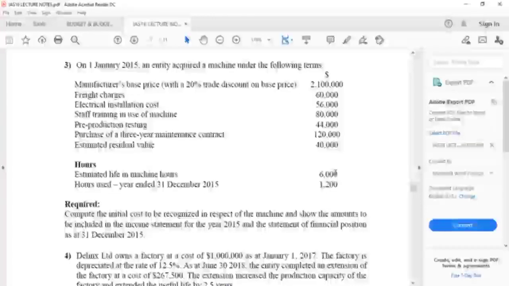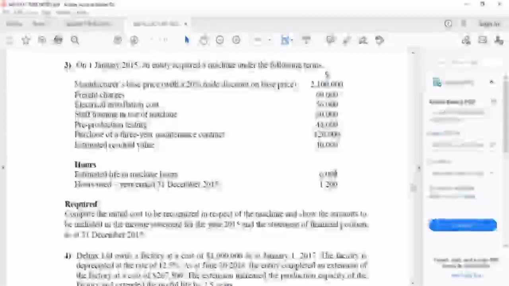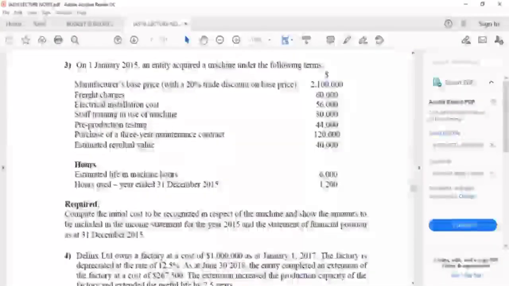Purchase of a 3-year maintenance contract is 120,000. Estimated residual value is 40,000. Estimated life in machine hours is 60,000. Hours used for the year is 12,000. Required: compute the initial cost to be recognized in respect of the machine and show the amount to be included in the income statement for the year 2015 and the statement of financial position as at 31 December 2015. So the first thing is that we have to calculate the initial cost, isn't it? Let's look at the initial cost first.